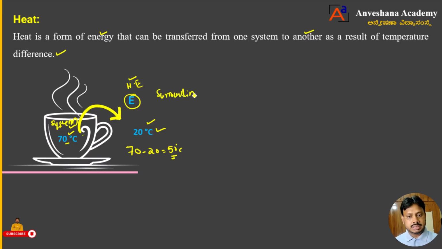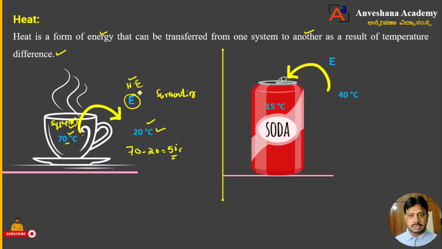Here, what is actually happening, dear students? Heat is going to transfer from the system to the surrounding. Because of the temperature difference, that energy we call heat energy, dear students. This is one example, where I have taken hot coffee or tea, and I have explained. That situation may be vice versa also. How it is, you can see here, dear students.